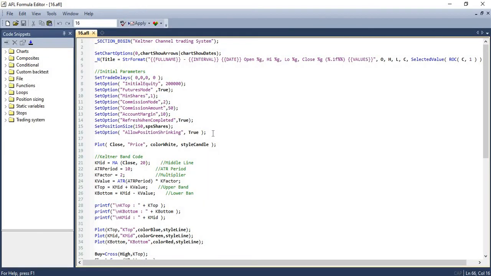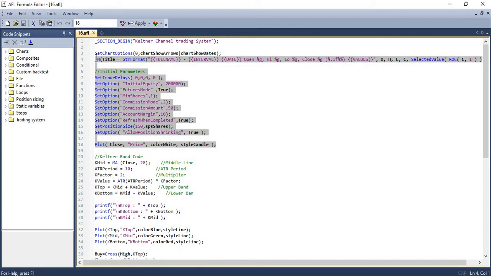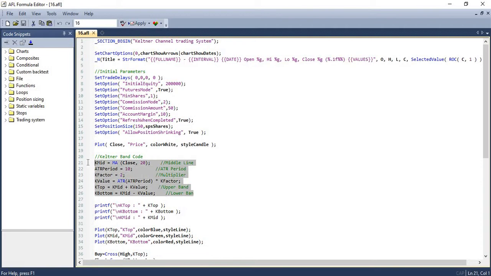The first part of the script is self-explanatory. These lines are used for setting up the chart title and assigning values to the parameters to be used for backtesting, which we have already discussed in detail in the previous episodes. So I'm skipping this part. The next six lines are used for assigning parameters for the Keltner band code. This is simple direct assignment using moving average, ATR value and multipliers.